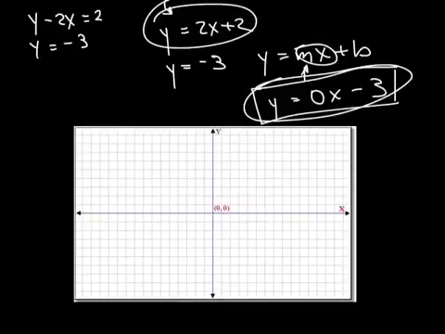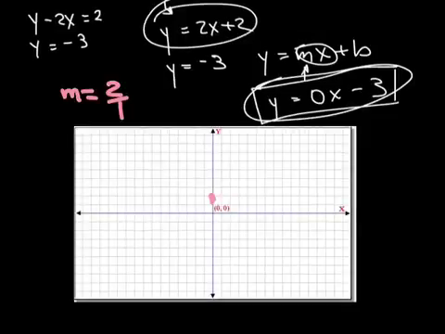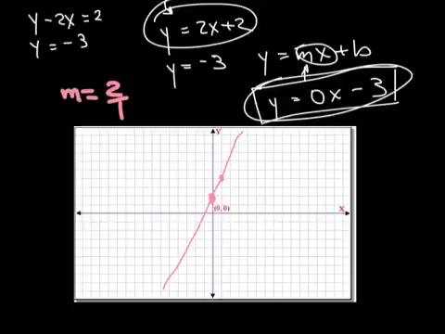So let's graph this first one here. My y-intercept is +2, so there's +2. My slope is 2, or 2 over 1. That's kind of a big pen tip. So my 2 is my y, my 1 is my x. So that means from here I go up 2 over 1. And that gives me my other point. Draw my line here.